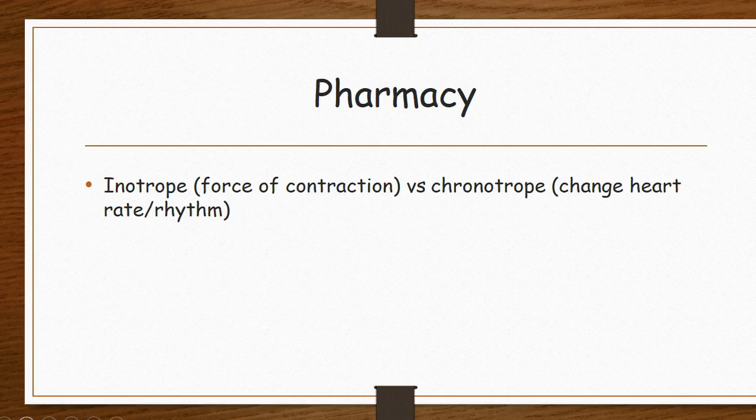I didn't talk about inotrope or chronotrope in class. I just want you to know what it is if you should ever come across it in your reading. Inotrope is talking about the force of contraction, and chronotrope is the change in heart rate. So like a beta blocker would be a negative chronotrope and a negative inotrope. Digoxin is a positive inotrope and a negative chronotrope. So just think about what the medicine does, and that will help you decide if it's inotropic, chronotropic, or both. But it's not overly important for me. Just want you to know what it is.